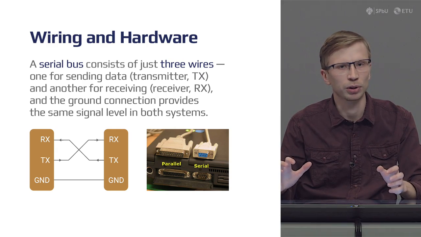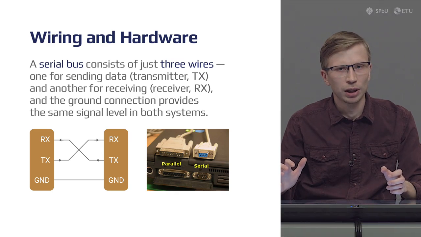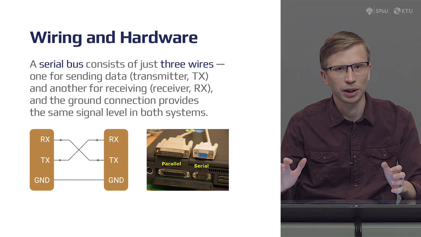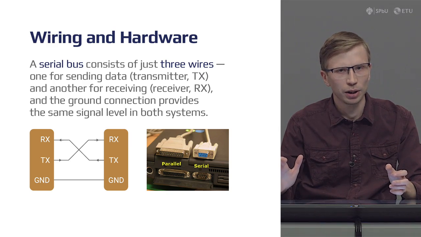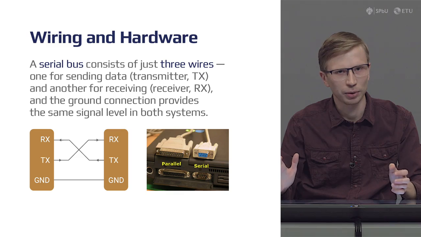It's important to note that those RX and TX labels are with respect to the device itself. So don't forget that the RX from one device should go to the TX of the other and vice versa. The transmitter should be talking to the receiver, not to another transmitter. Don't forget it, as we will make our connection with the Arduino board.